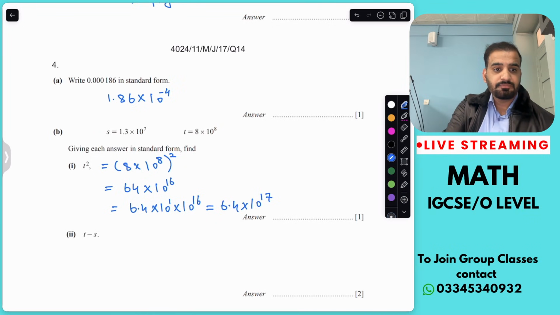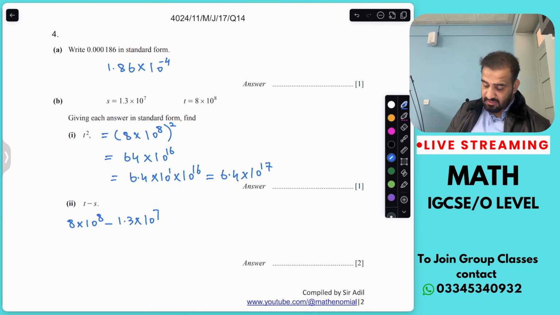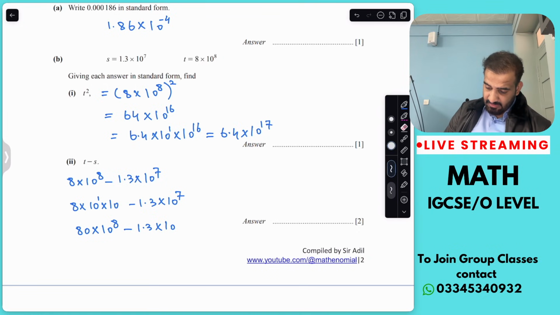Next, t minus s. So how to add or subtract two standard forms? So t is given as 8 cross 10 raised to power 8 minus s is 1.3 cross 10 raised to power 7. So you have to make both powers equal. So split this power 10 raised to power 8 into 10 raised to power 1 cross 10 raised to power 7, minus 1.3 cross 10 raised to power 7. Now further write 8 times 10, 80 cross 10 raised to power 7, minus 1.3 cross 10 raised to power 7.